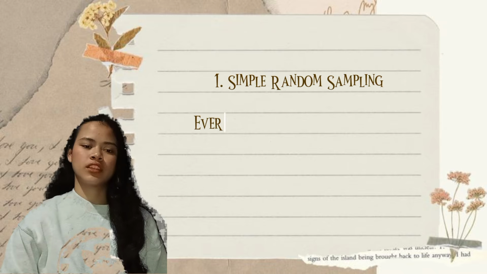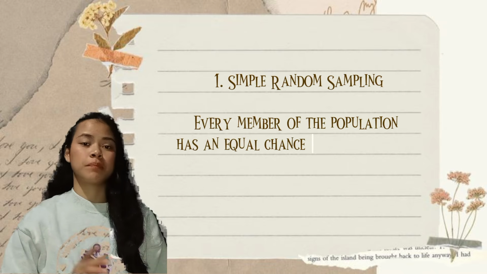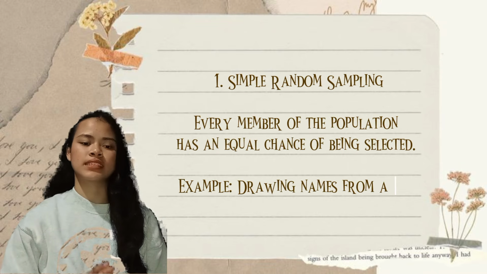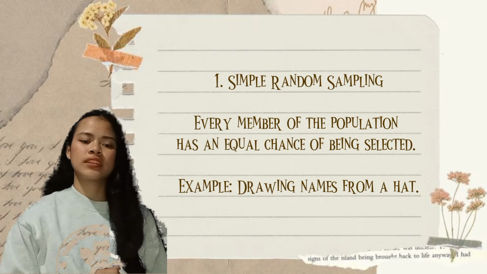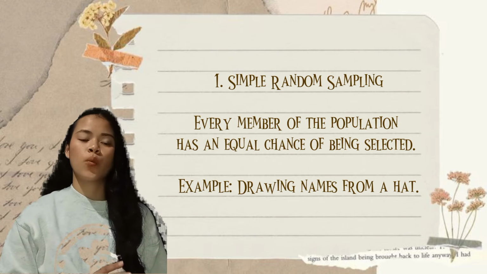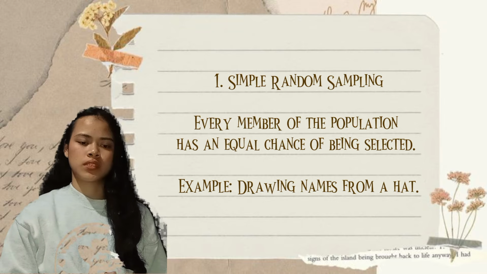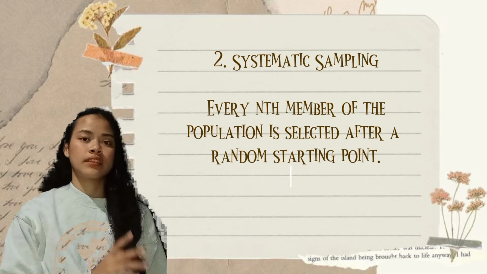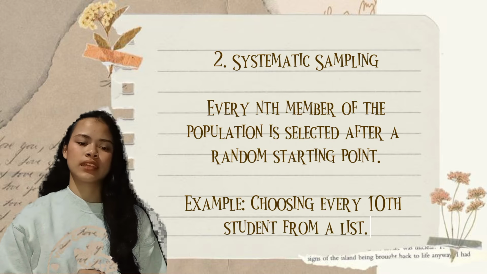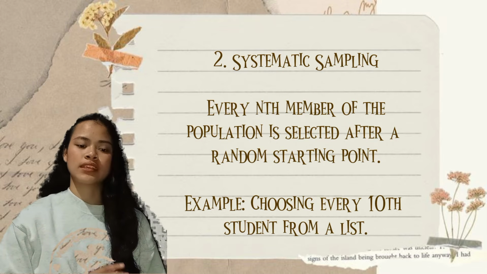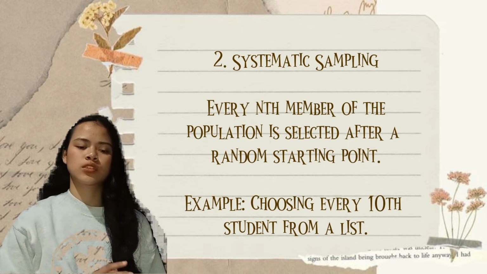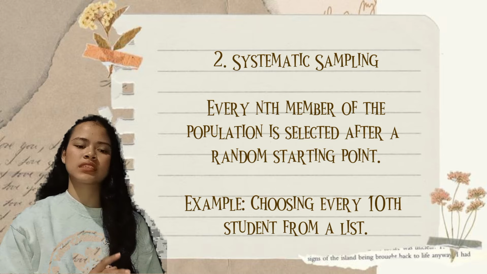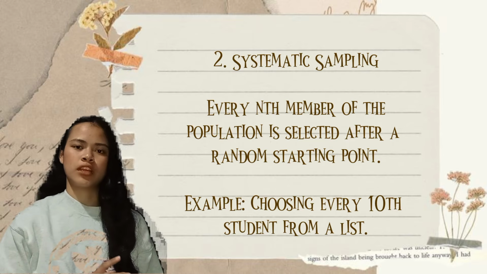First, simple random sampling. Every member of the population has an equal chance of being selected. Example, drawing names from a hat. This method minimizes selection bias and is ideal when the population is homogeneous. Second, systematic sampling. Every nth member of the population is selected after a random starting point. Example, choosing every 10th student from a list. This technique is simple and ensures evenly spaced selections across the population.